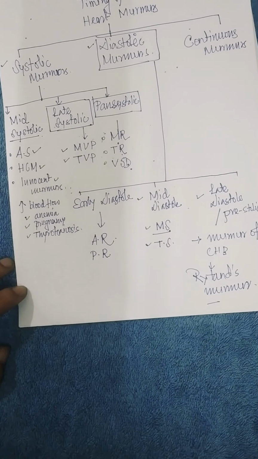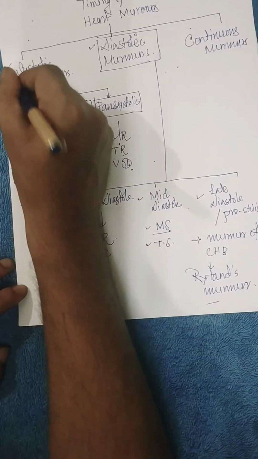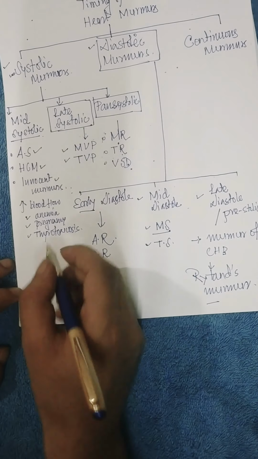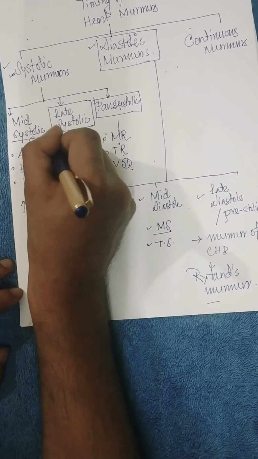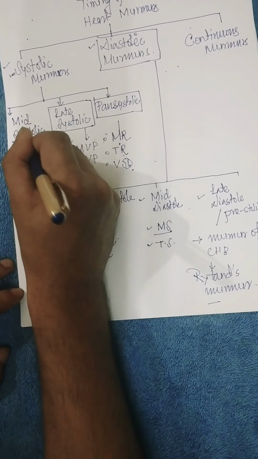Okay, have you noticed one thing? In systolic murmur, there is no early systolic murmur. The mid systolic murmur itself is called ejection systolic murmur, but not early systolic.